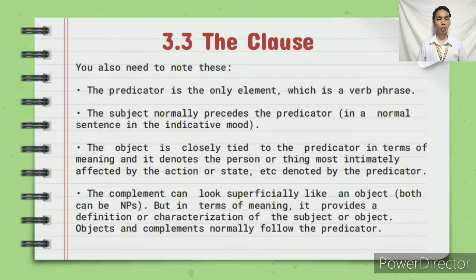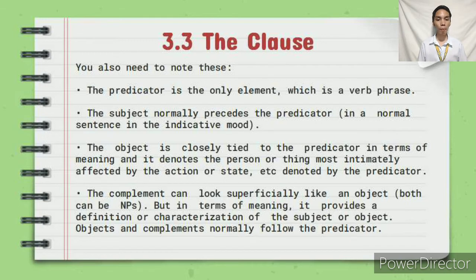You also need to note this. First, the predicator is the only element which is a verb phrase. Okay, so it has a verb. Second, the subject normally precedes the predicator in a normal sentence in the indicative mood. Next, the object is closely tied to the predicator in terms of meaning, and it denotes the person or thing most intimately affected by the action or state, etc., denoted by the predicator.